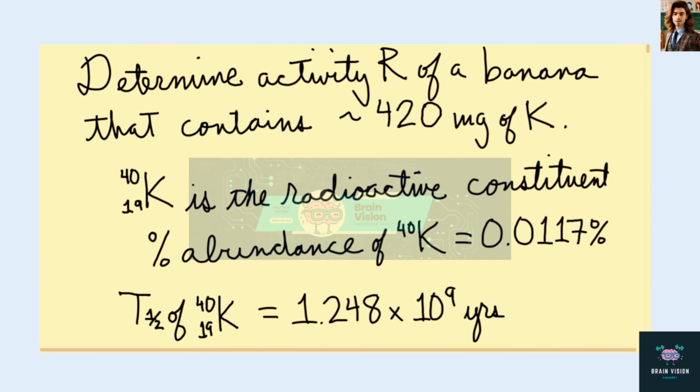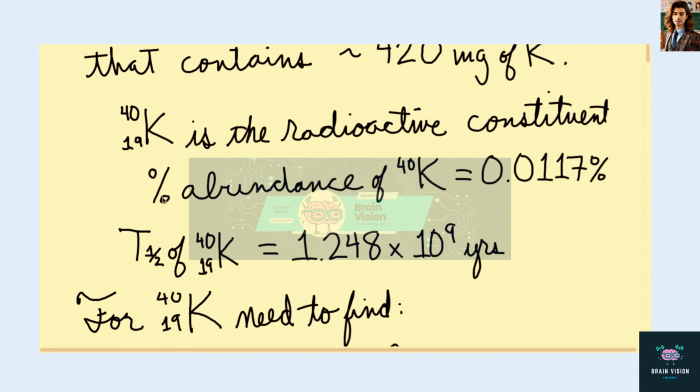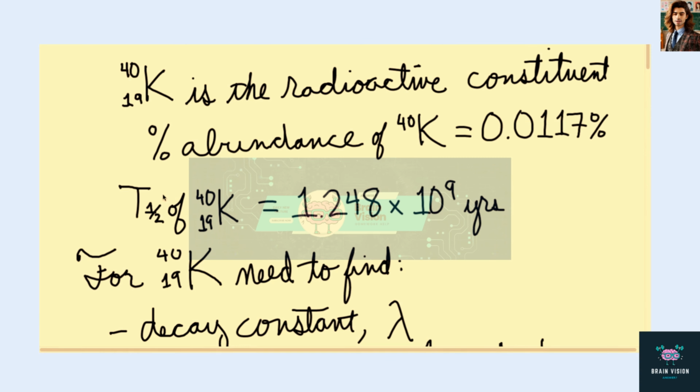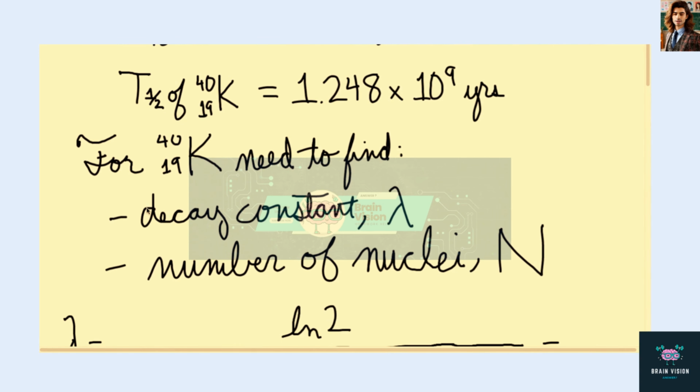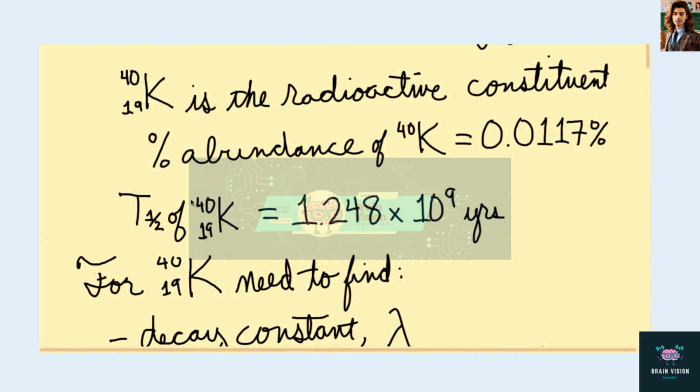In this problem, we're asked to determine the radioactivity, R, of a banana that contains 420 milligrams of potassium. In potassium, it's potassium 40 that is the radioactive isotope. And if you look up in Appendix B, the percent abundance of potassium 40 is 0.0117%. The half-life of potassium 40 is 1.248 times 10 to the ninth years.